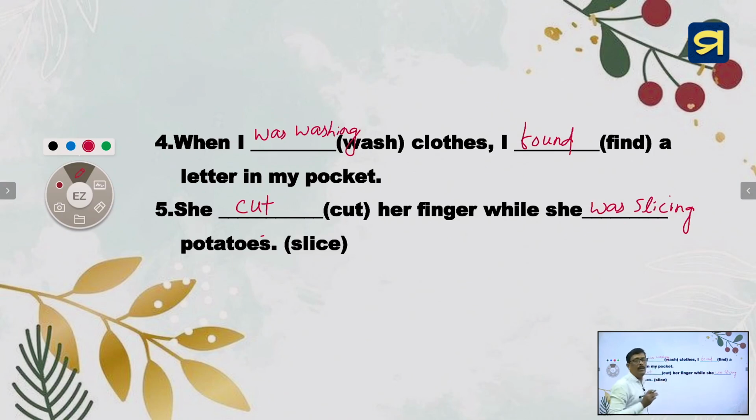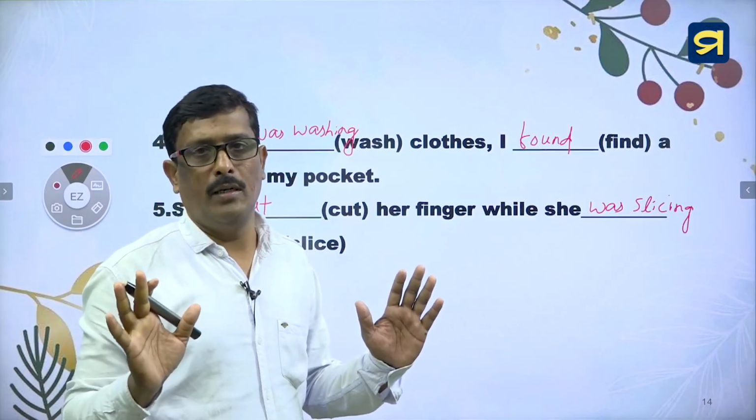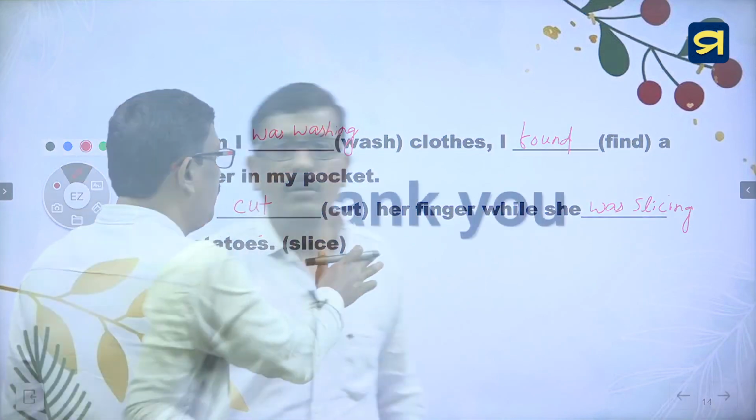So in this way, we can use past progressive tense, past simple tense and past perfect tense. Have you understood, dear children? Okay, dear children. So thank you, dear children. Bye bye.